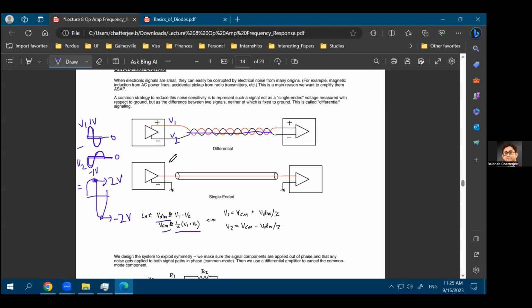On the other hand, let's just assume for a second that your V1 looked like a sine wave and your V2 looked like a DC signal. This is not defined as differential signaling. Why?